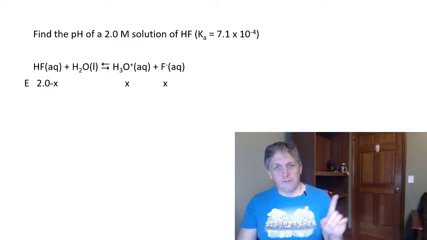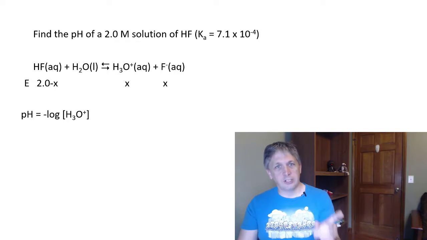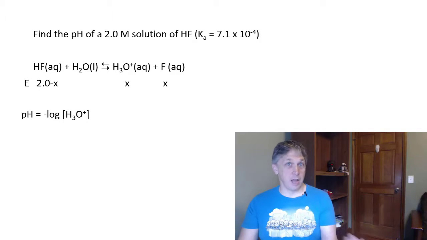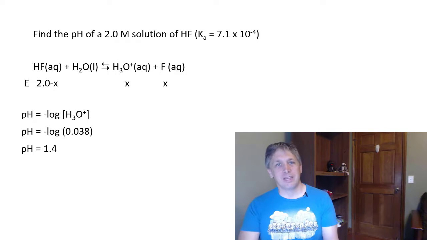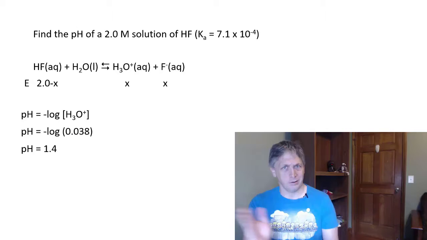So again, just like before, X is equal to our hydronium concentration, and our pH is equal to the negative log of our hydronium concentration. So now we know what X is. We plug in our value for X and take the negative log of it. That gives us a pH of 1.4, which is in the acid range. So barring a calculation error, we're on the right side, or technically the left, the proper side of our pH scale. So let's try one more.